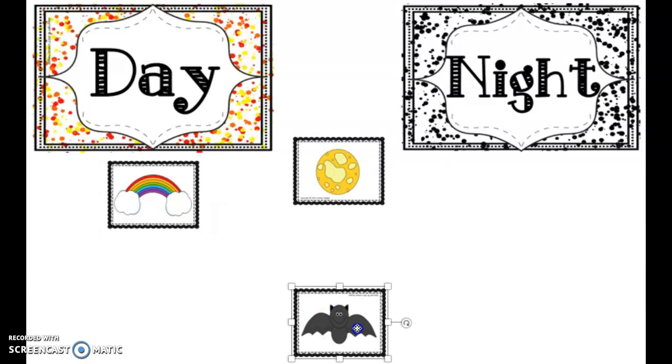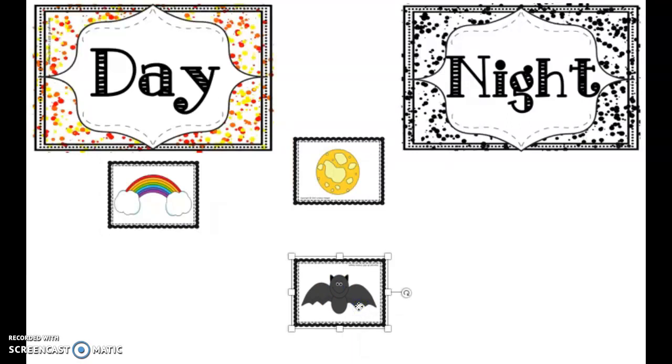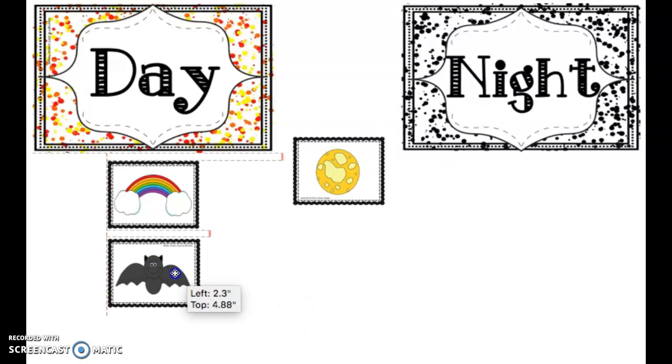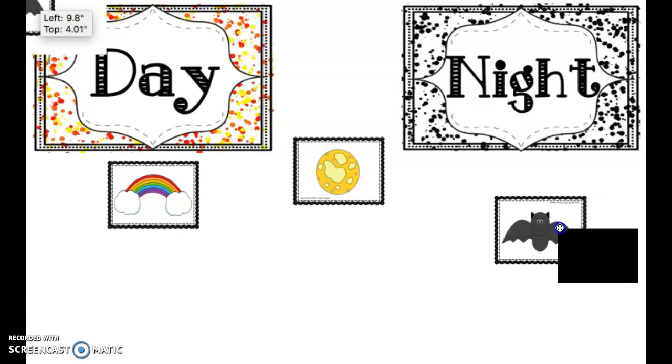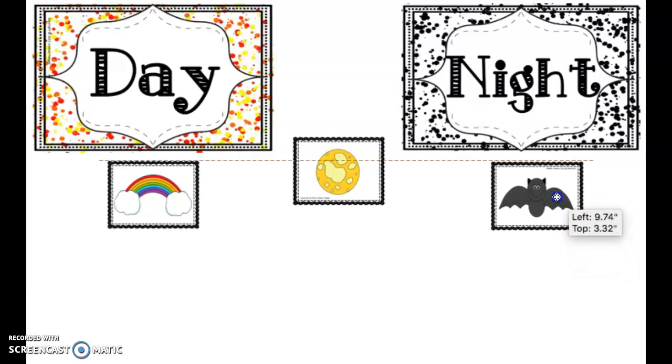Then I see a picture of a bat. When do you think bats fly around? During the day or at night? Yeah, I know bats are nocturnal, so they fly around at night. So I'm going to put him underneath the night card.